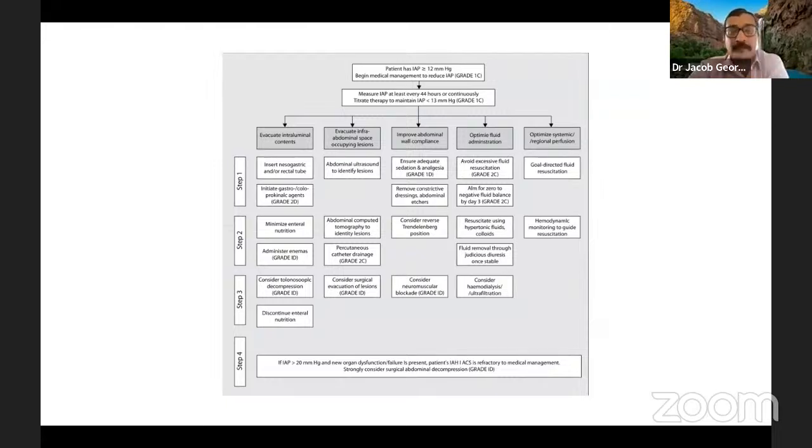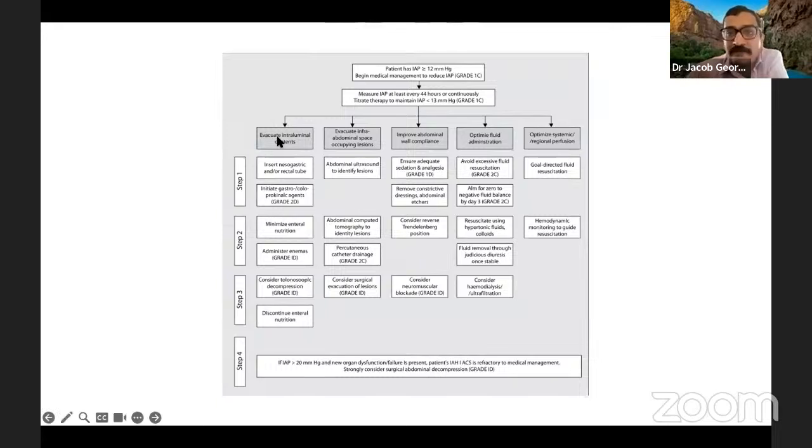So, intra-abdominal hypertension. If you have a raised IAP, then you have to start thinking of monitoring these patients more frequently. You should monitor it every 4 hours. It's not 44 hours, it's 4 hours. And you titrate to see whether the IAP is maintained or increased.